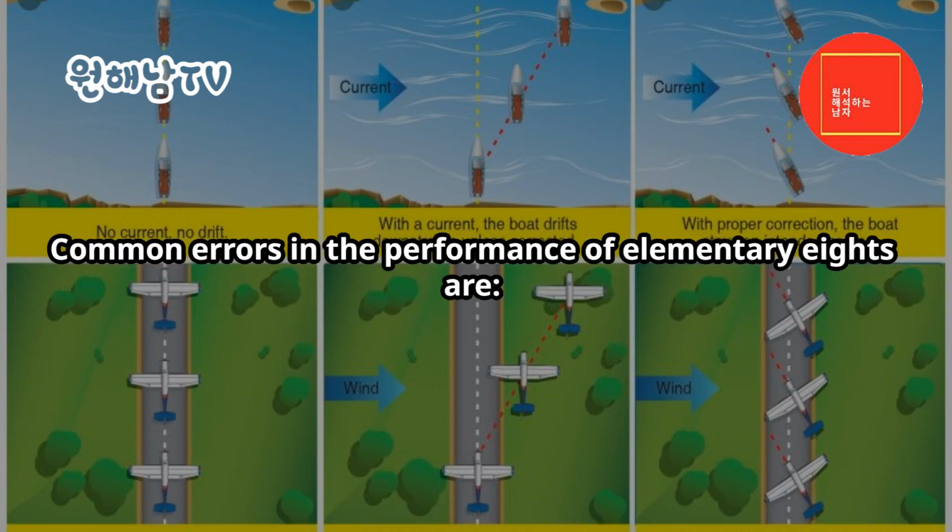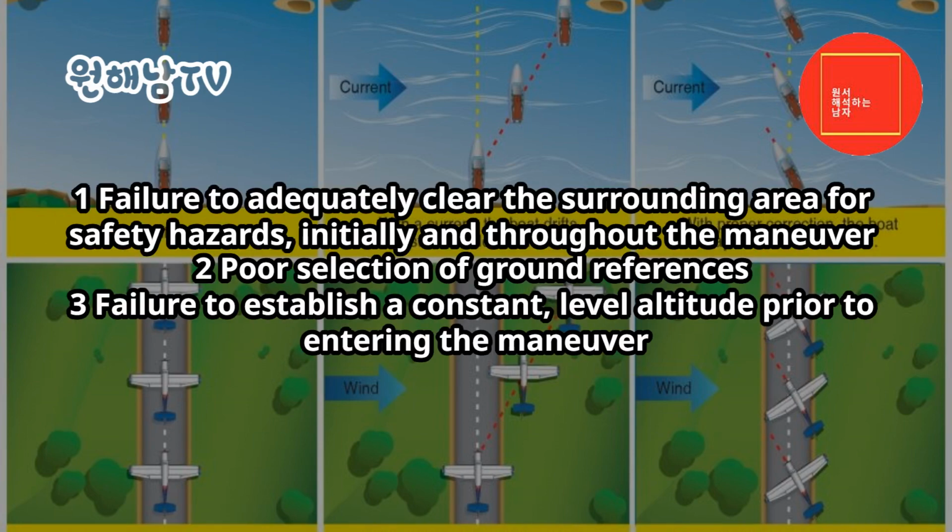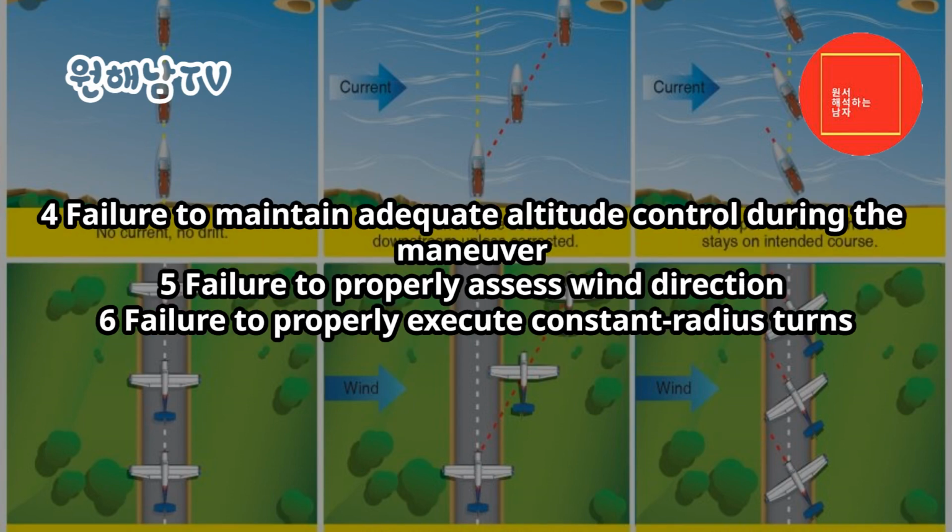Common errors. Common errors in the performance of elementary eights are: 1. Failure to adequately clear the surrounding area for safety hazards, initially and throughout the maneuver. 2. Poor selection of ground references. 3. Failure to establish a constant, level altitude prior to entering the maneuver. 4. Failure to maintain adequate altitude control during the maneuver. 5. Failure to properly assess wind direction. 6. Failure to properly execute constant radius turns.